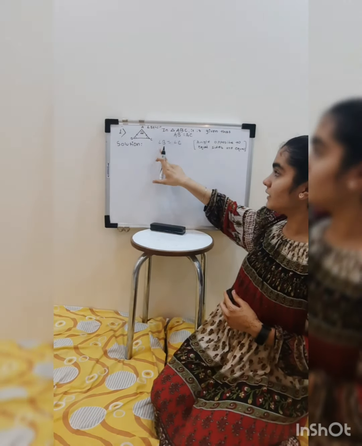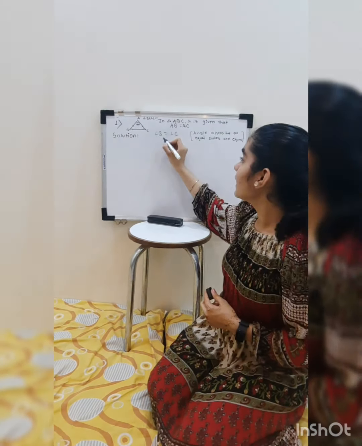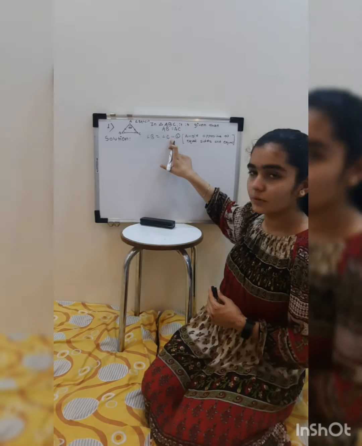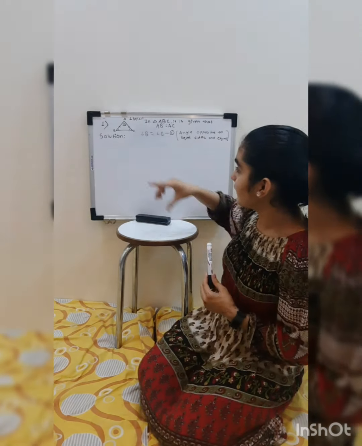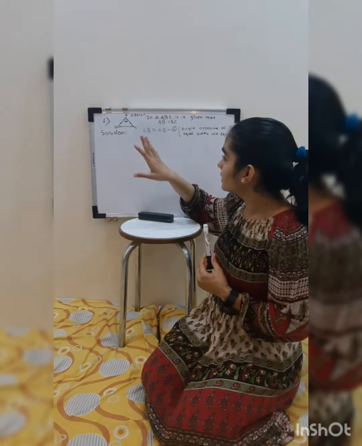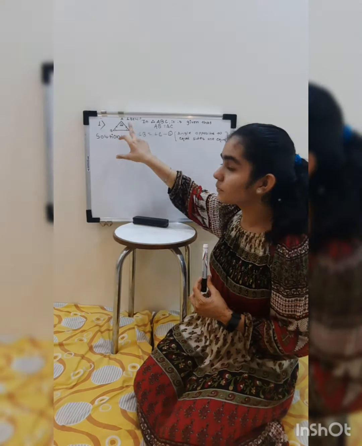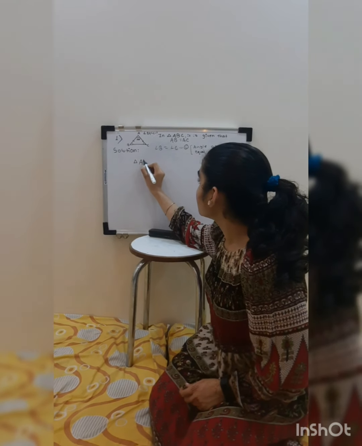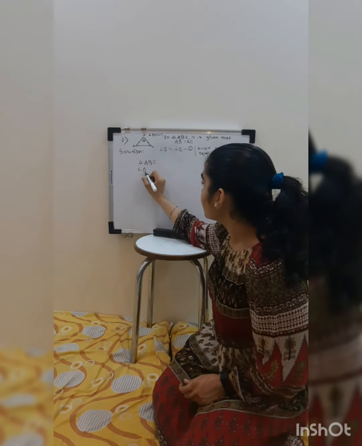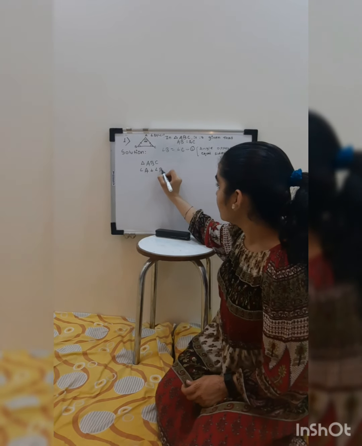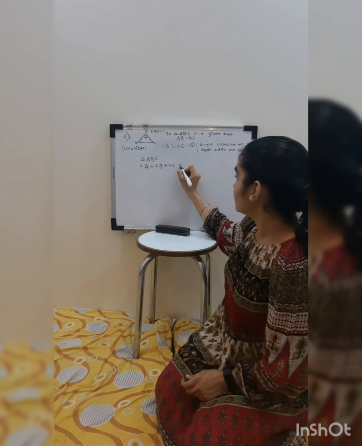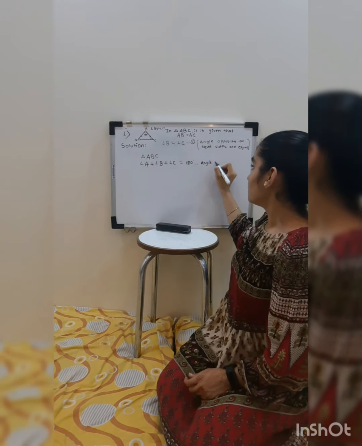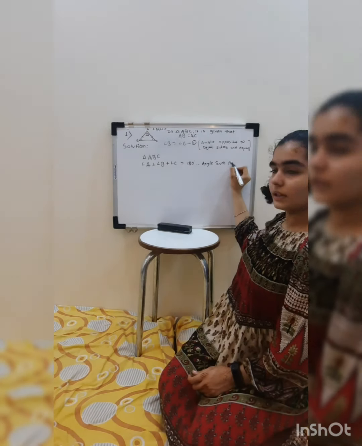We call angle B equals angle C our equation number 1. For finding angle B and C, we can apply the angle sum property. So in triangle ABC, angle A plus angle B plus angle C equals 180 as per the angle sum property.